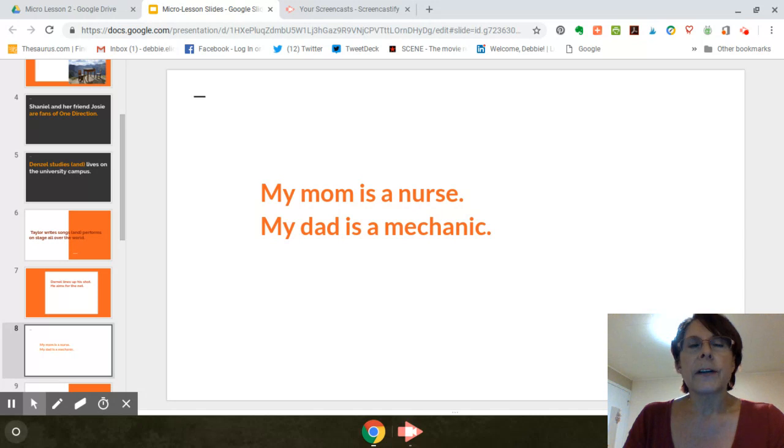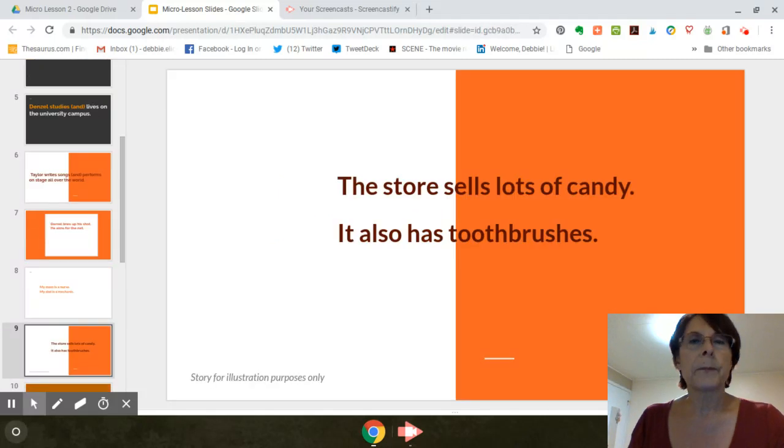Here's another one. My mom is a nurse. My dad is a mechanic. This could go a couple of ways. You could say, my mom is a nurse and my dad is a mechanic. Or you could say, my mom is a nurse and dad is a mechanic. The store sells lots of candy. It also has toothbrushes. You could say, the store sells lots of candy and toothbrushes. Or, the store sells lots of candy and has toothbrushes.